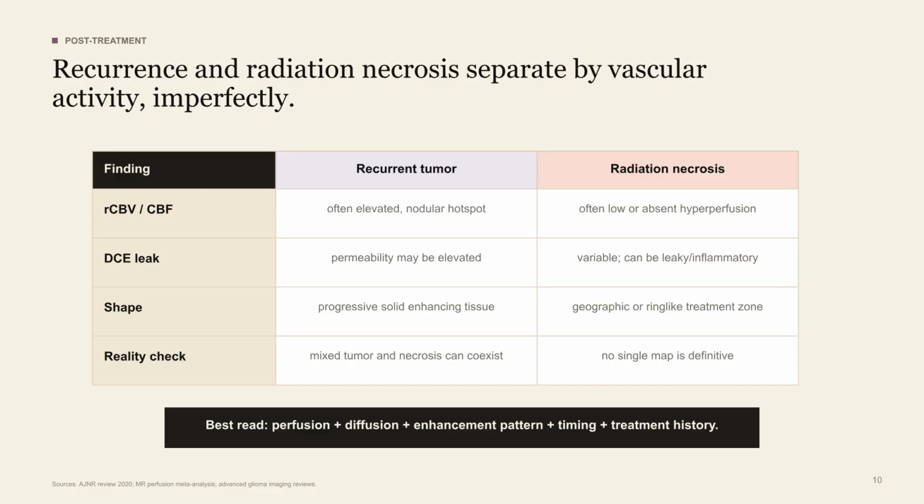Recurrence and radiation necrosis can be separated imperfectly by vascular activity. Recurrent tumors often show elevated RCBV-CBF and may have increased permeability. Radiation necrosis typically shows low or absent hyperperfusion and variable DCE leak. Ultimately, the best read combines perfusion with diffusion, enhancement pattern, timing, and treatment history.